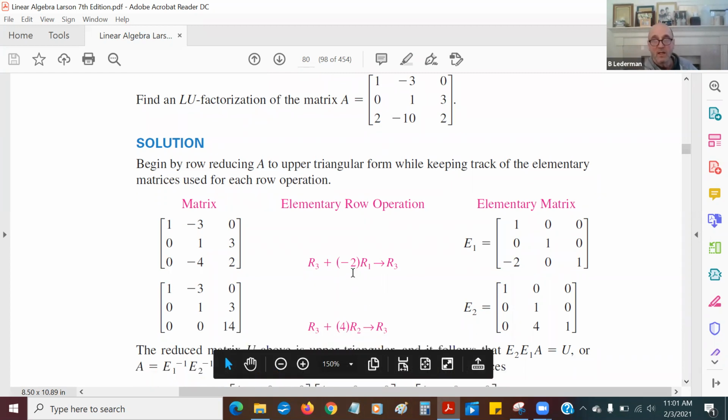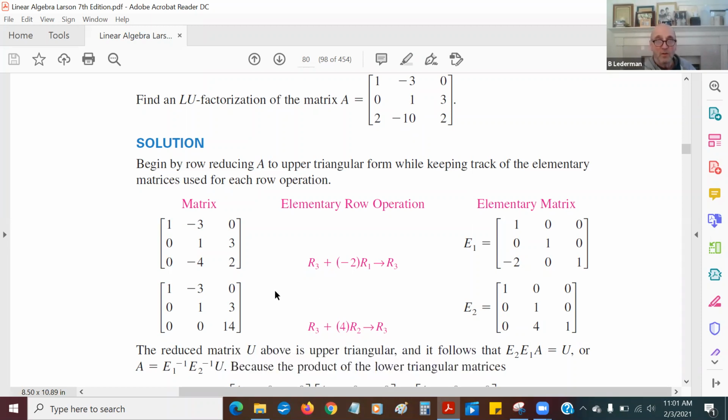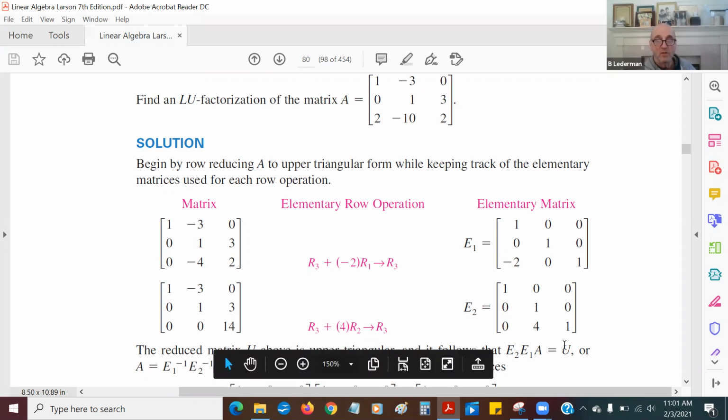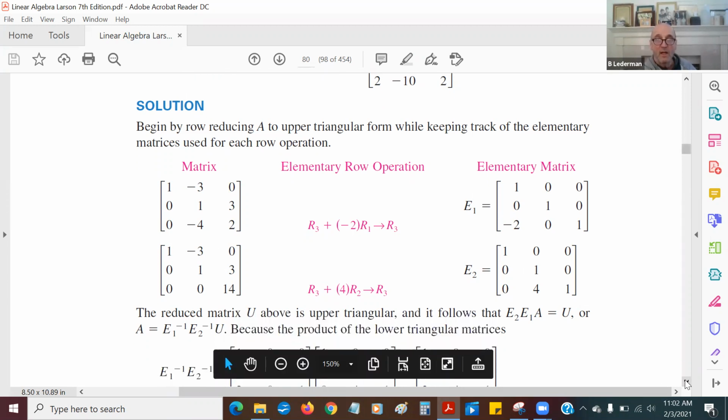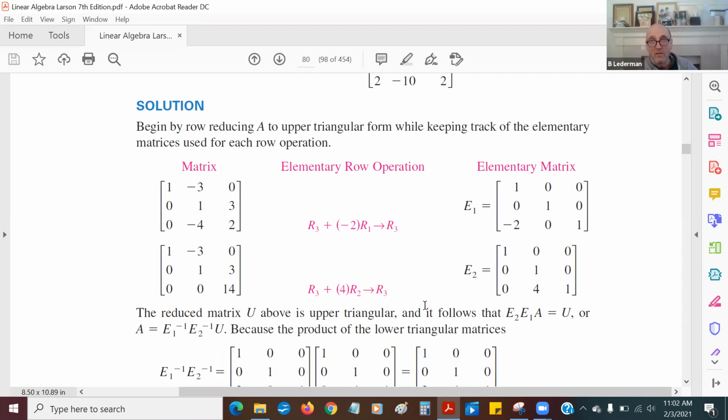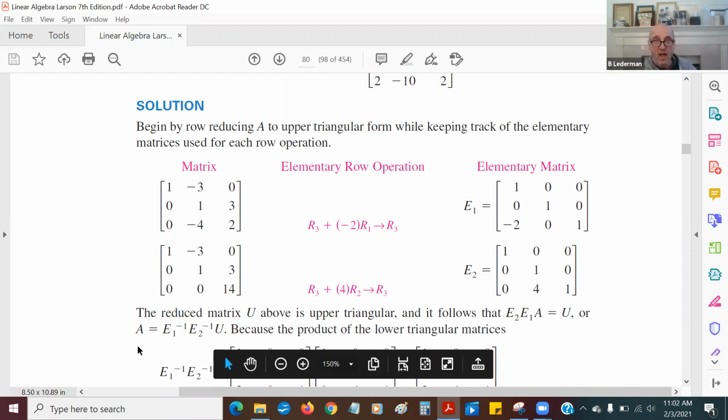But notice that this step here corresponds to this matrix, and this step here corresponds to that matrix. So if I take the matrix A, multiply by E1, and then multiply that by E2, I'm going to get this last upper triangular matrix. And so A times E1 times E2 equals U, which is the name of that upper triangular matrix. And of course, if I multiply by the inverses, I get A equals E1 inverse times E2 inverse times U, because of the product.